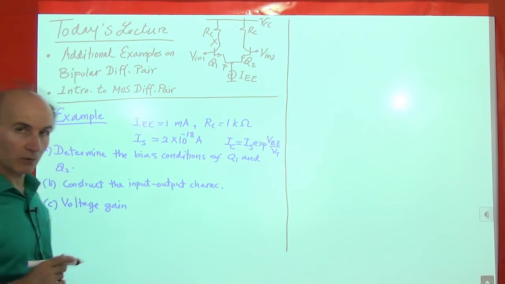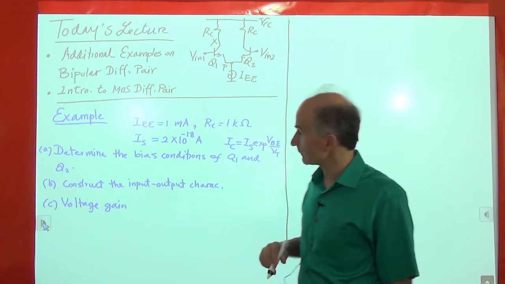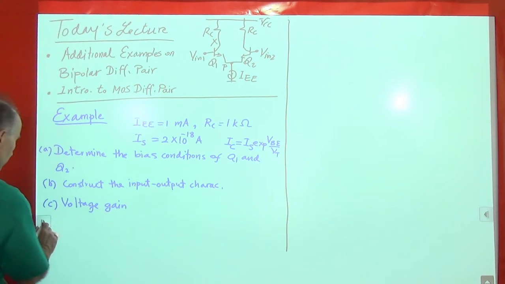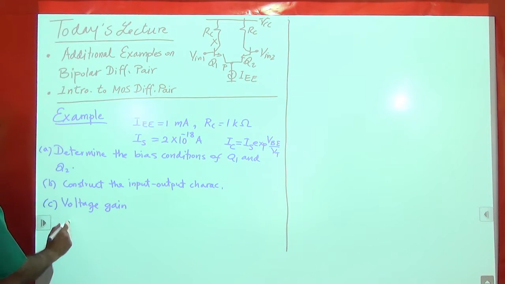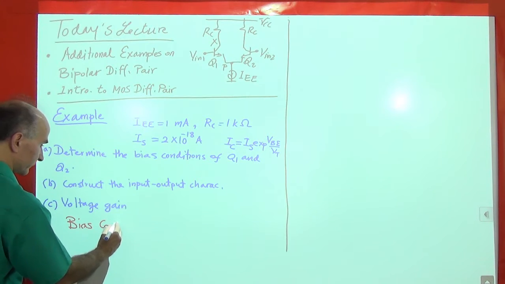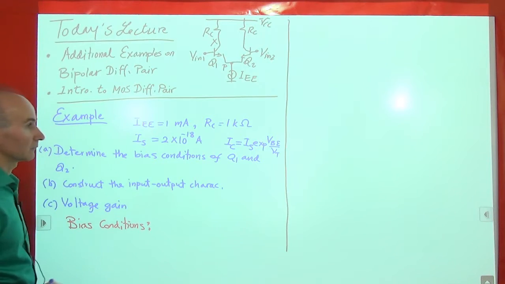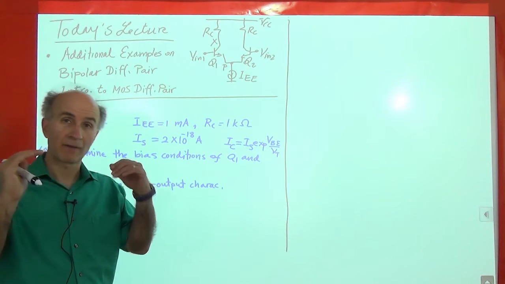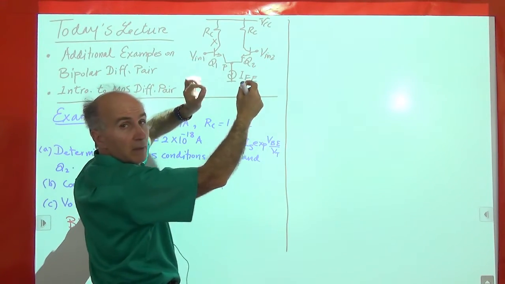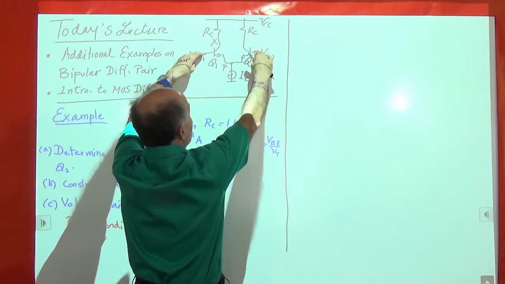Okay? All right, so those are our objectives in this example with these numbers that we have. All right, so for bias conditions, let's see what we have. Bias conditions means that we don't have any input signal, so V in 1 and V in 2 have a zero difference, so they are at the same voltage, at a convenient voltage, right? So there's a voltage here applied to both of them.